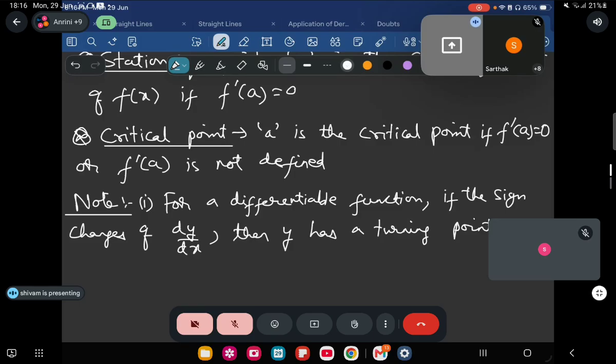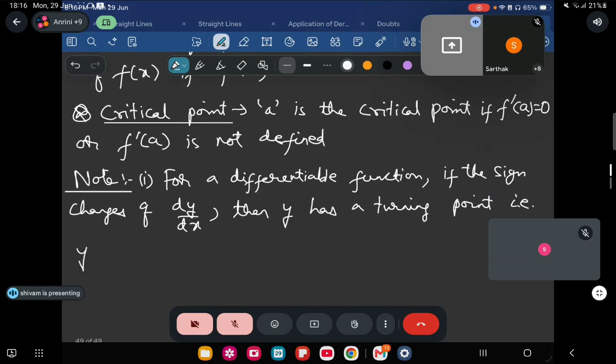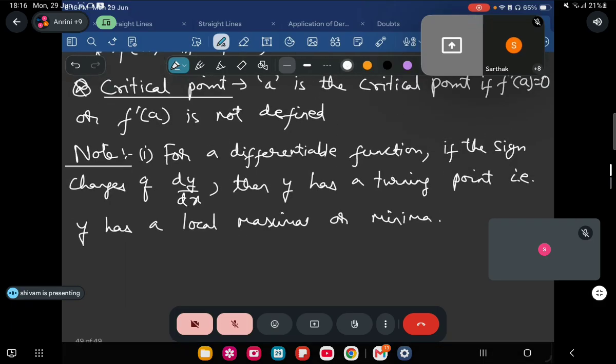Okay, that is: y has a local maxima or minima. Number two.